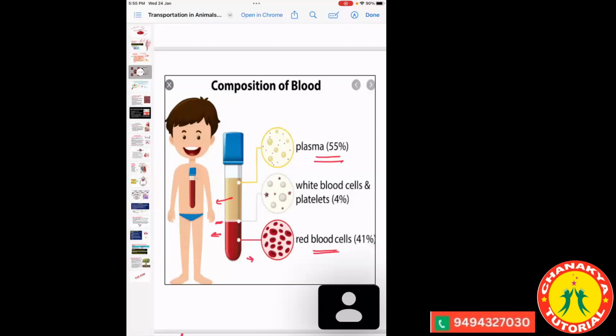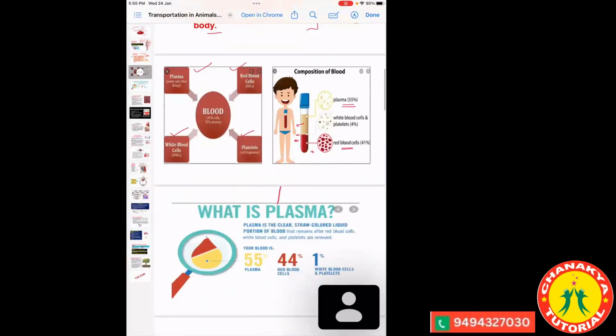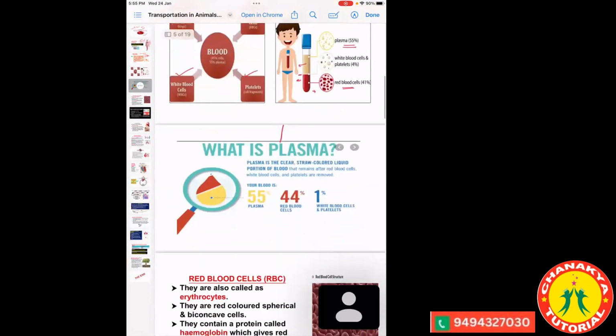So that is how the composition of the blood is there in our body. Now coming to the plasma, what is plasma? If we see the plasma, you might have seen sometimes you get a yellow colored fluid out of your body, when the blood comes out, after a few days that red color converts into yellow colored substance. So that is called plasma.